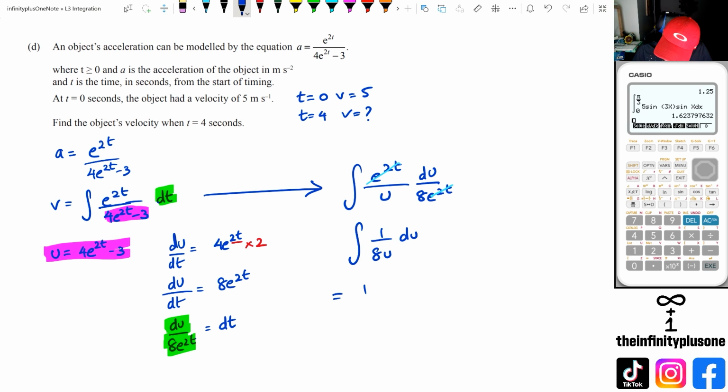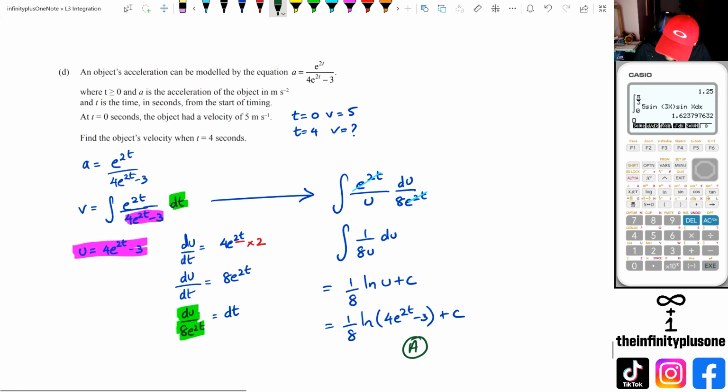Integrating this, I'm going to get 1 over 8 ln of u plus c, which is the same as 1 over 8 ln of 4e^(2t) minus 3 plus c. So a correct equation for v with evidence of correct integration gets you an achieved. So this part right here gets you an achieved.